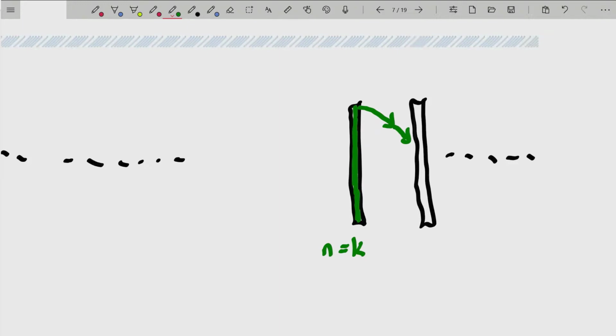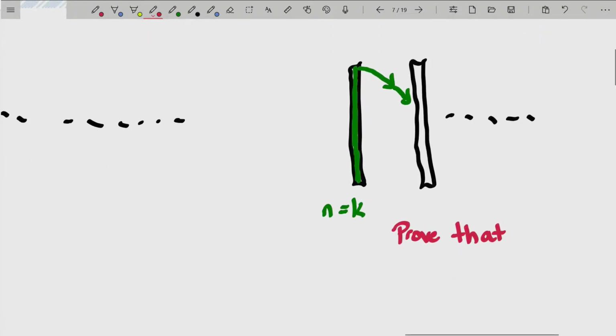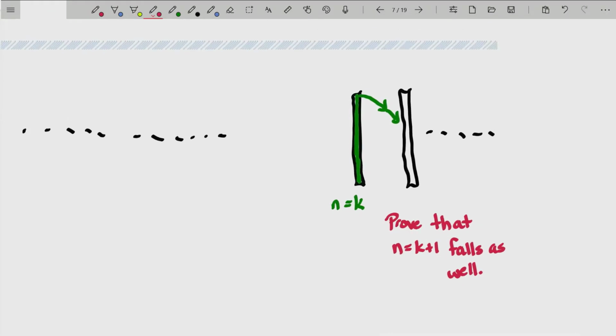And what we want to do is, with that assumption, we want to prove that the claim must be true for n equals k plus 1. N equals k plus 1 falls as well. That's why we call it the domino proof. So you're assuming that somewhere down the line, some random domino is falling.